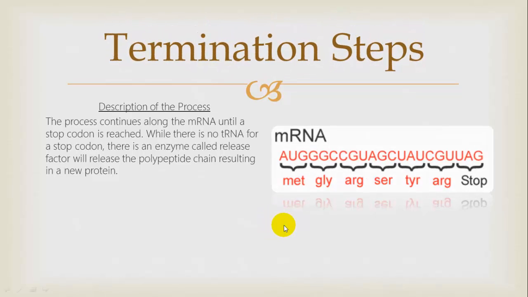The process that I mentioned before would continue on for a long time, depending on how long the protein or the amino acid chain needs to be. But basically, if we fast forward, a termination step would happen. The process would continue along the mRNA until a stop codon is reached. While there's no tRNA for a stop codon, there's an enzyme called release factor, which will release the polypeptide chain, resulting in a new protein.